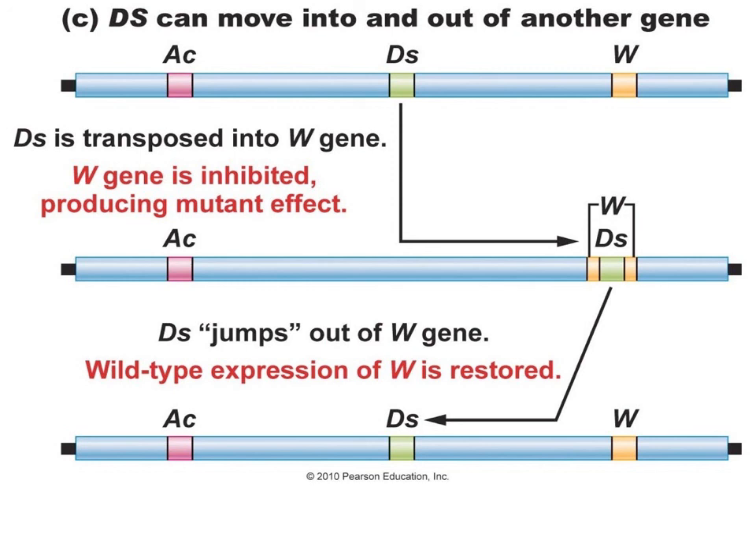But that DS gene can also jump right back out of gene W, okay? So the movement of these transposable elements can be very consequential, right? And it can also greatly affect the organization of the genome and even the size of the genome.